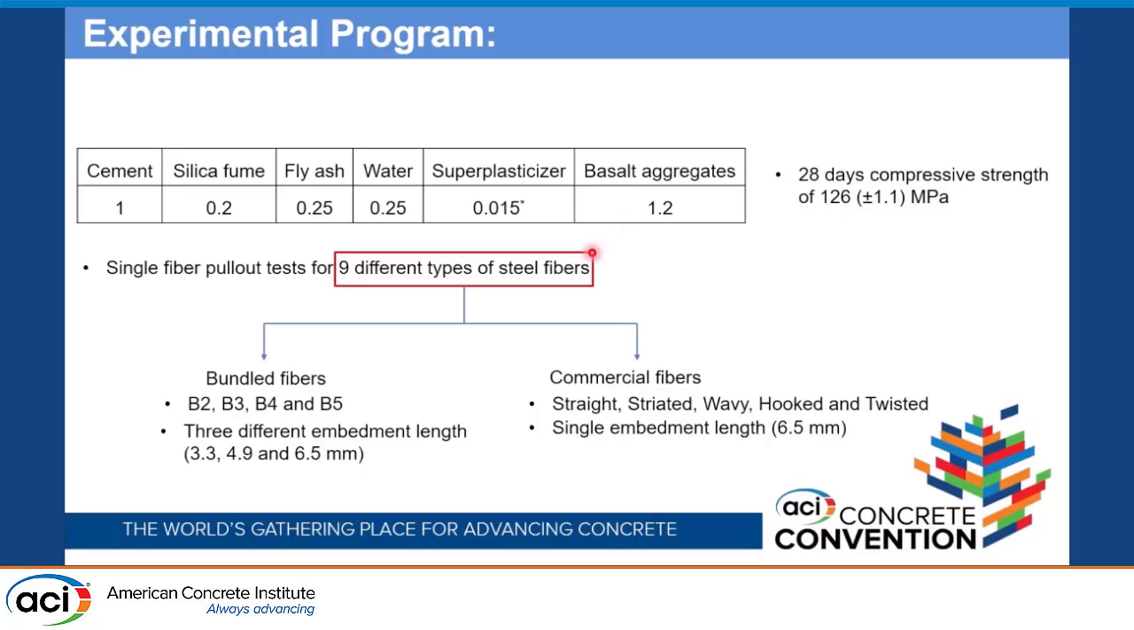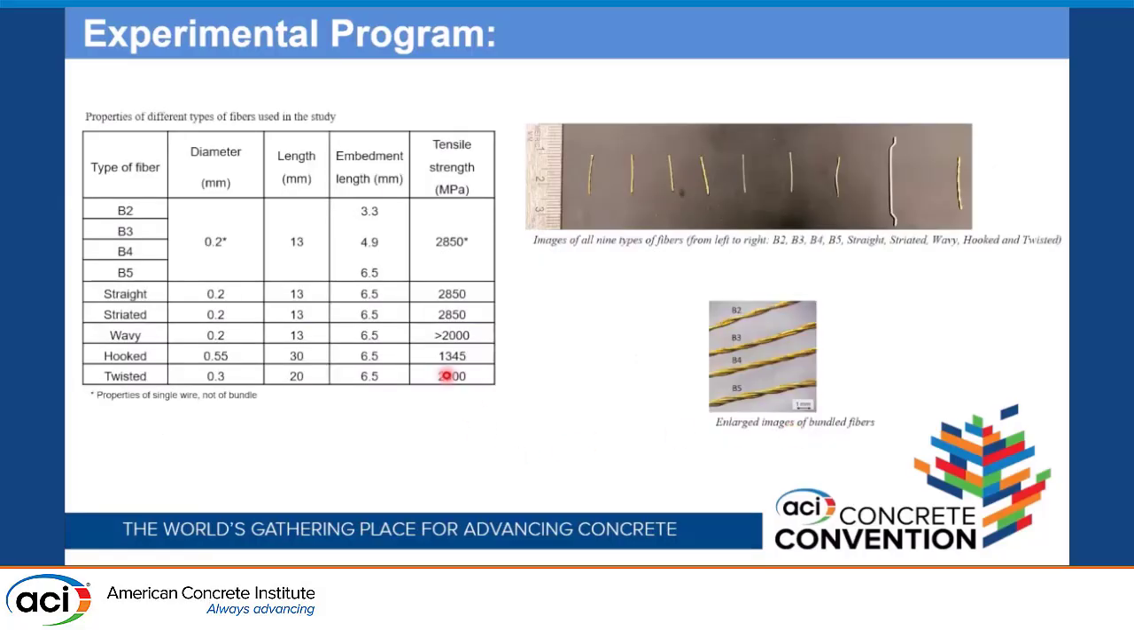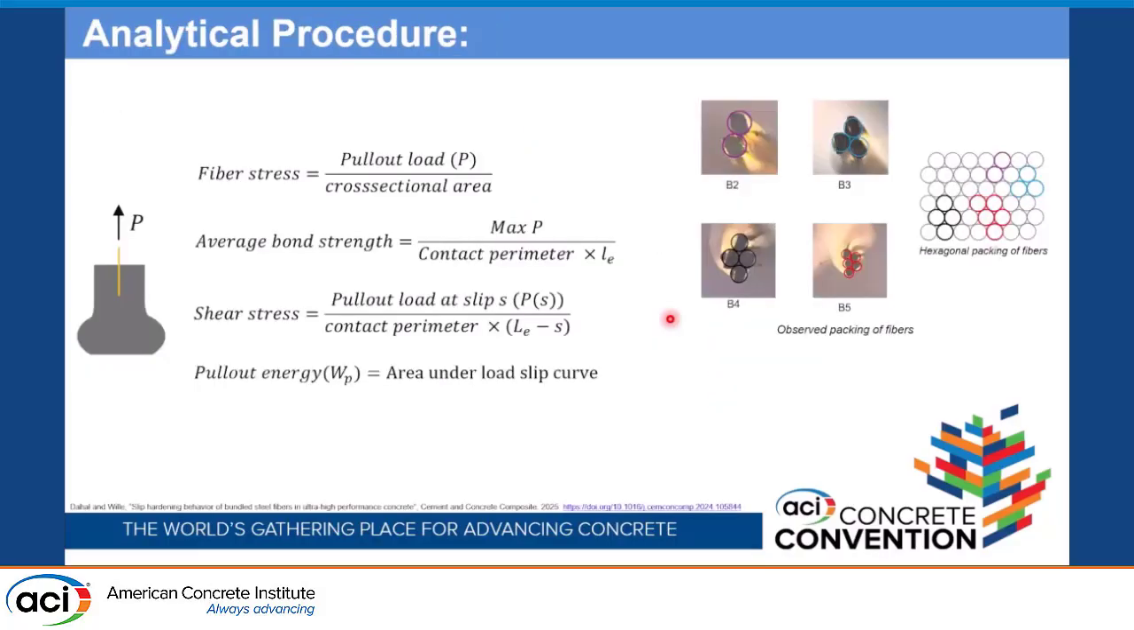For bundle fiber, we check 3 different embedment lengths. And for commercial fiber, we check just a single embedment length, and we compare bundle and commercial fibers at this embedment length. Now, this is how the fibers look. These are the properties of the fibers, these are the images of all the fibers, and these are the enlarged images of the bundle fibers. So B2 means 2 fibers are bundled together, B3 means 3 are bundled, B4 has 4 fibers, and B5 has 5 fibers bundled together.